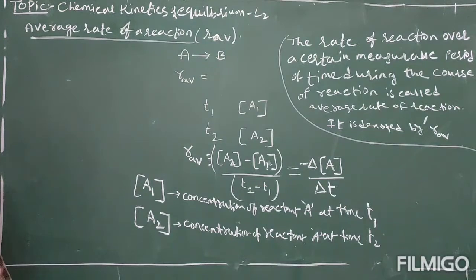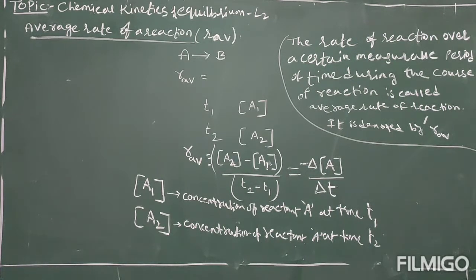So how will you define the average rate of reaction? The rate of reaction over a certain measurable period of time during the course of reaction is called the average rate of reaction, and it is denoted by the symbol R average. When A gives rise to B, then concentration of A2 minus concentration of A1 by T2 minus T1 is equal to minus delta concentration of A by delta T.